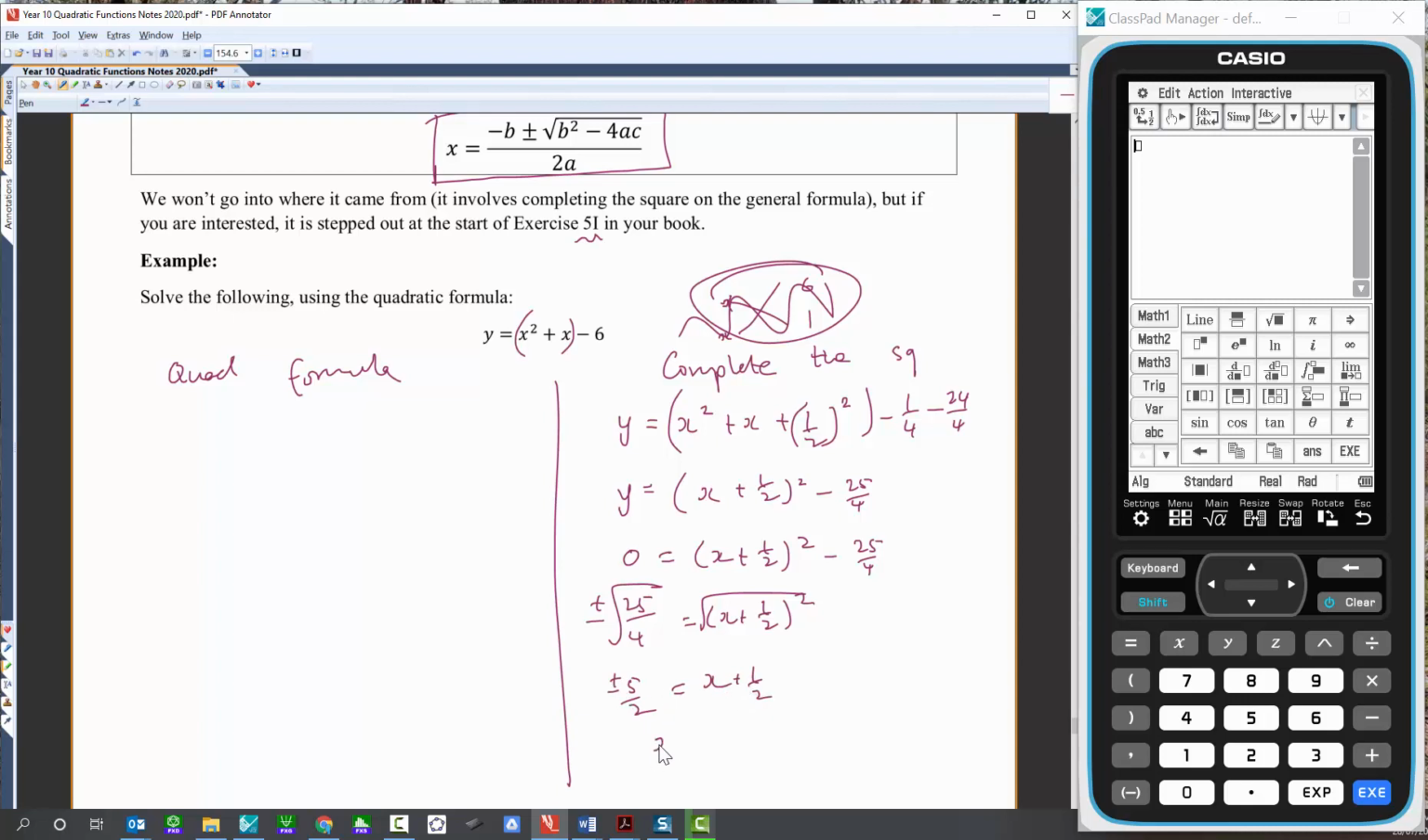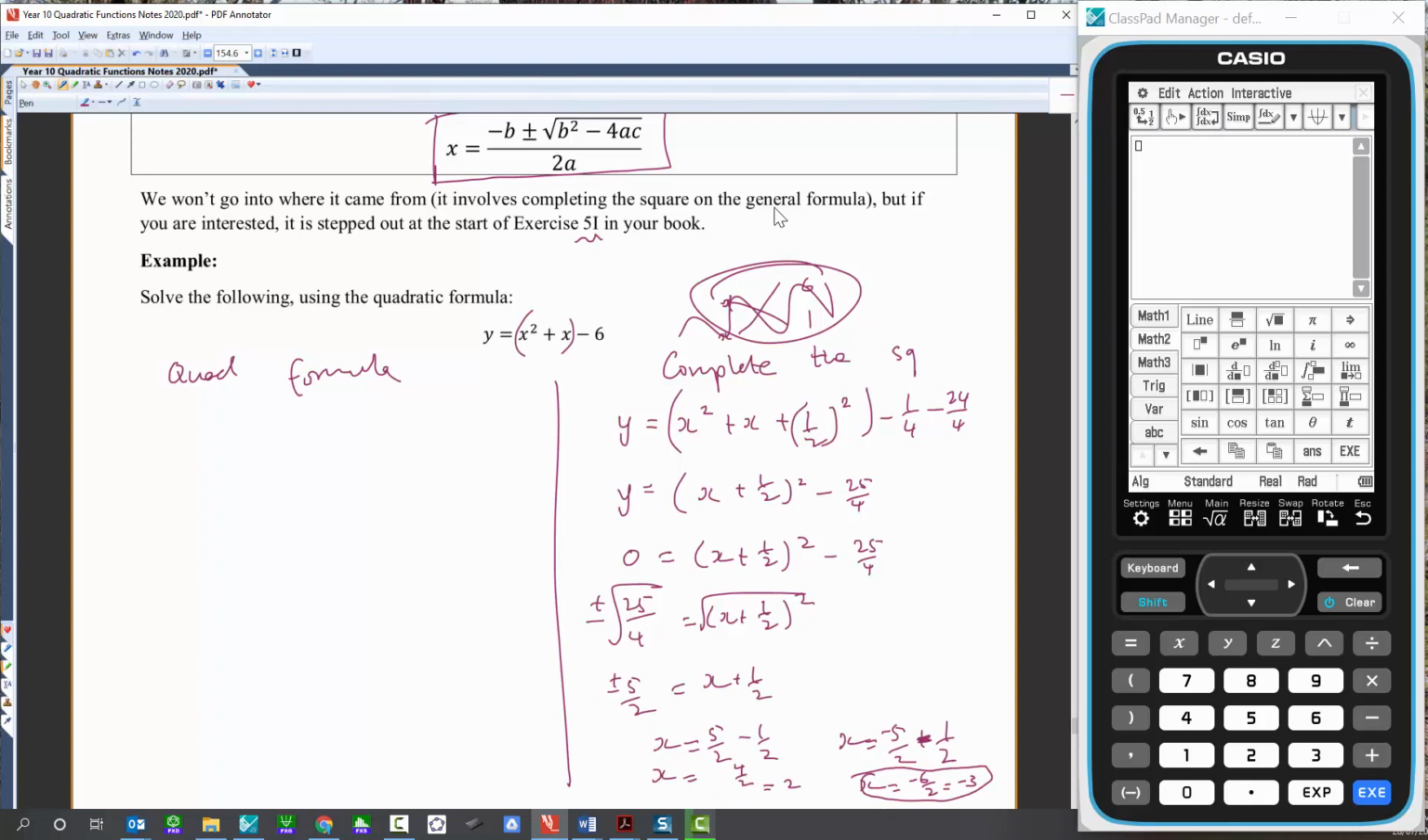Now, what we'll do then is say that x is equal to, now we've got 5 on 2 take a half, and x is equal to 5 on 2, or negative 5 on 2, take a half. So x equals 4 on 2, which equals 2. X equals -6 on 2, which equals -3. Right, so this is a solution that's got rational solutions.